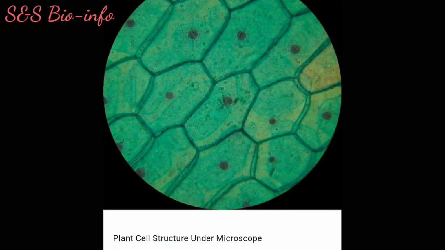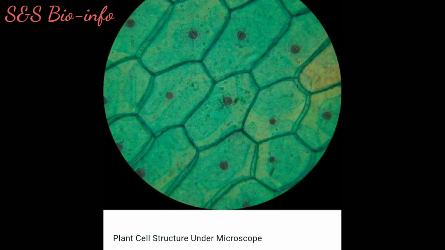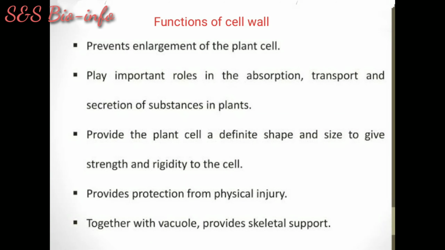The cell wall of the plant cell is made up of an organic compound named cellulose. Cellulose is made up of carbon, hydrogen and oxygen. It gives mechanical support to the cell. Next, let's understand the functions of the cell wall.